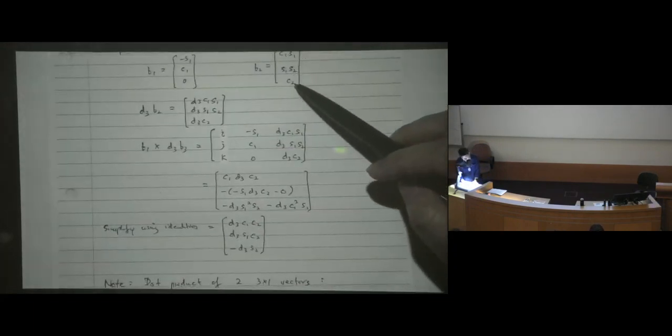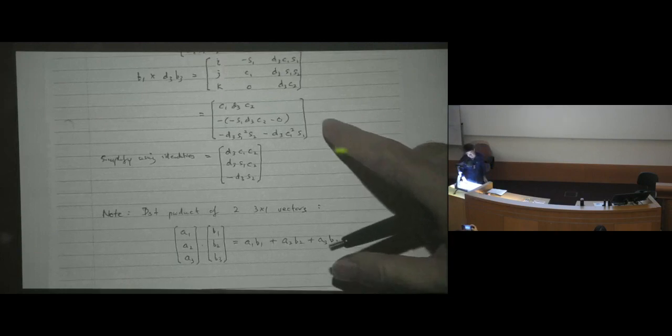So for example, if I have my B1 equal to minus x1, C1, 0, and B2 equal to C1 x1, x1 x2, C2, then D3 B2 is straightforward. D3 is a scalar, so you multiply it with B2, and you have D3 x1 C1, D3 x1 x2, D3 C2. And then when you have your B1 cross D3 B2, you need to remember the i, j, k. For the i row, you take this one multiplied by this one minus this one multiplied by this one, which ends up as C1 D3 C2.